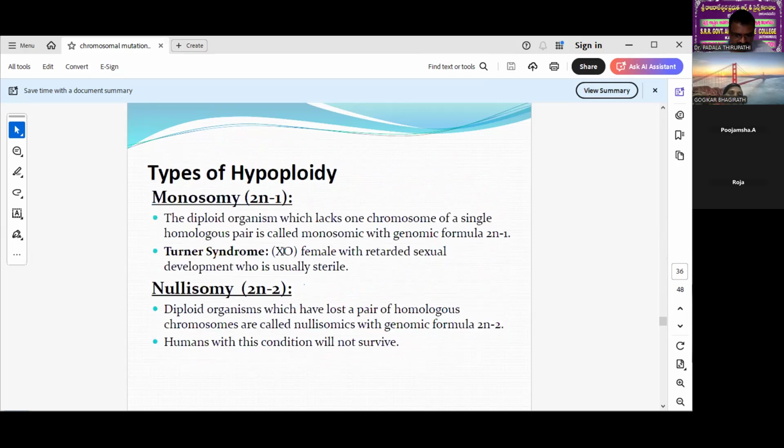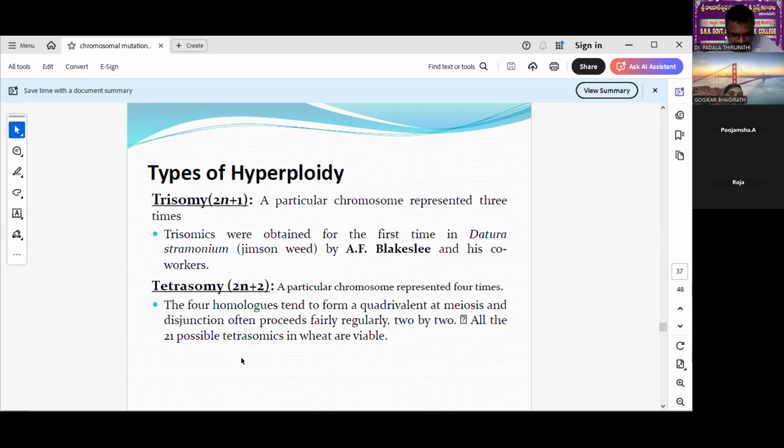This is 2n minus 1. The best example is Turner syndrome. Here the female has retarded sexual development and is usually sterile. So one X chromosome is absent. So that is denoted by 44 plus XO. Nullisomic: a diploid organism which has lost a pair of homologous chromosomes is called nullisomic. Humans with this 2n-2 condition will not survive.